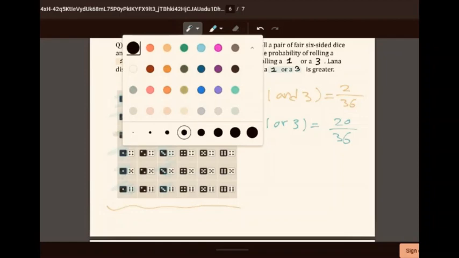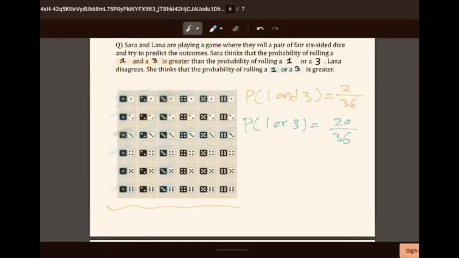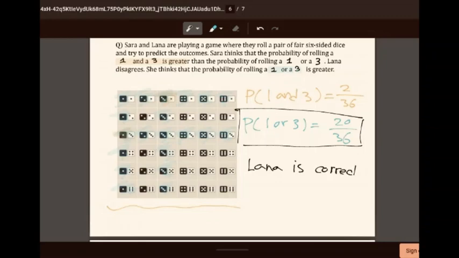As we can see here, the probability of rolling a 1 or a 3 is greater than the probability of rolling a 1 and a 3. So Lana is correct. Thank you.